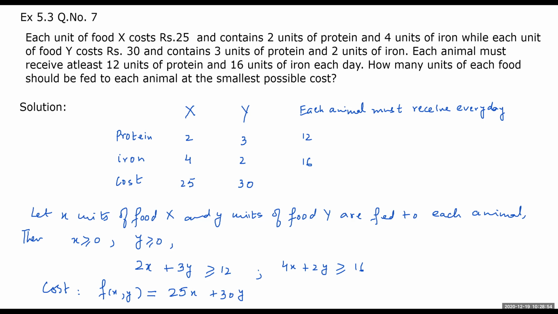And how have we got these constraints? Let me explain it again for you. We have taken x units of food X and y units of food Y. So protein will become 2x plus 3y, and it has to be greater than or equal to 12. And what about iron? Iron becomes 4x plus 2y, and it has to be greater than or equal to 16. What becomes cost? 25x plus 30y, and this is our cost function which is to be minimized. Now let's start the solution now.